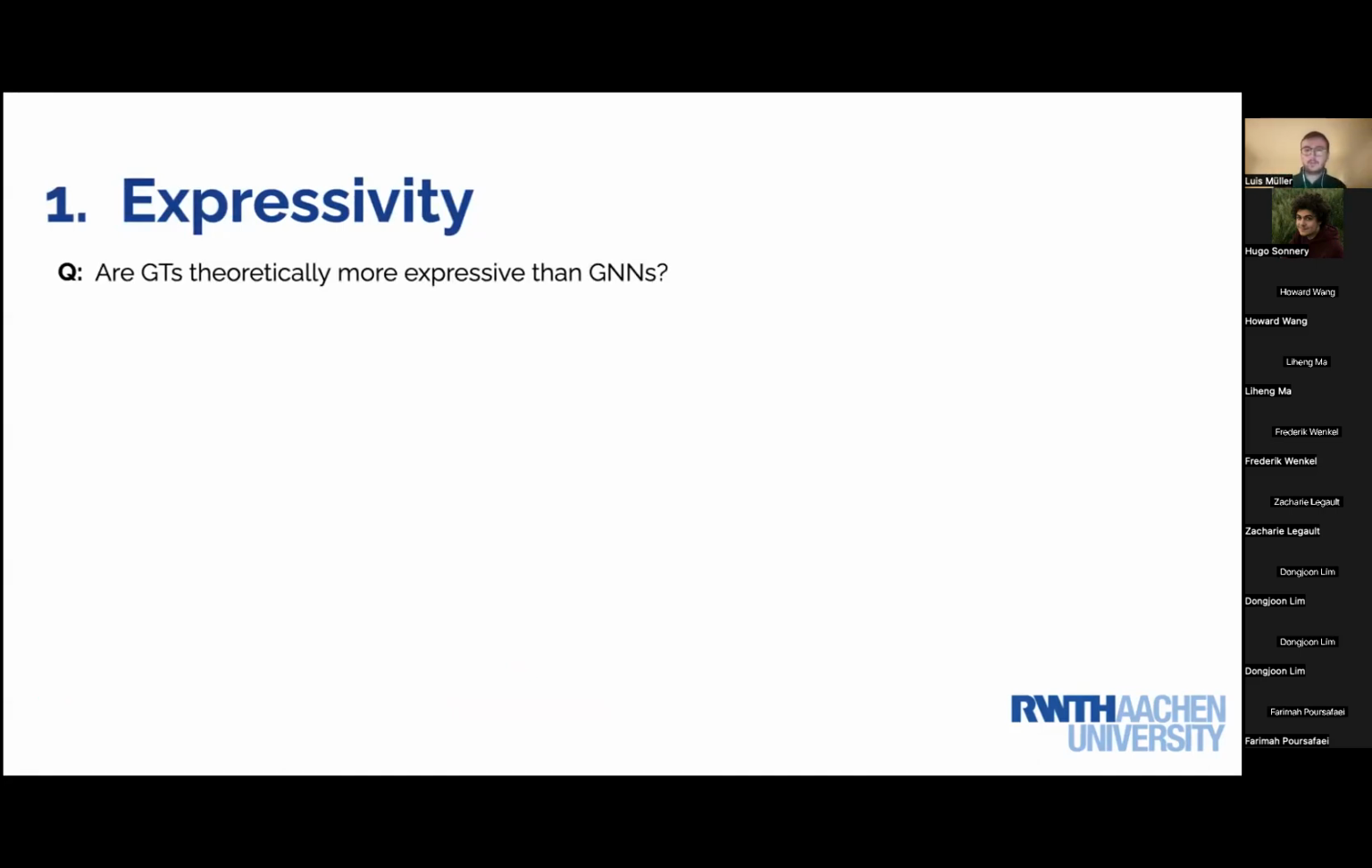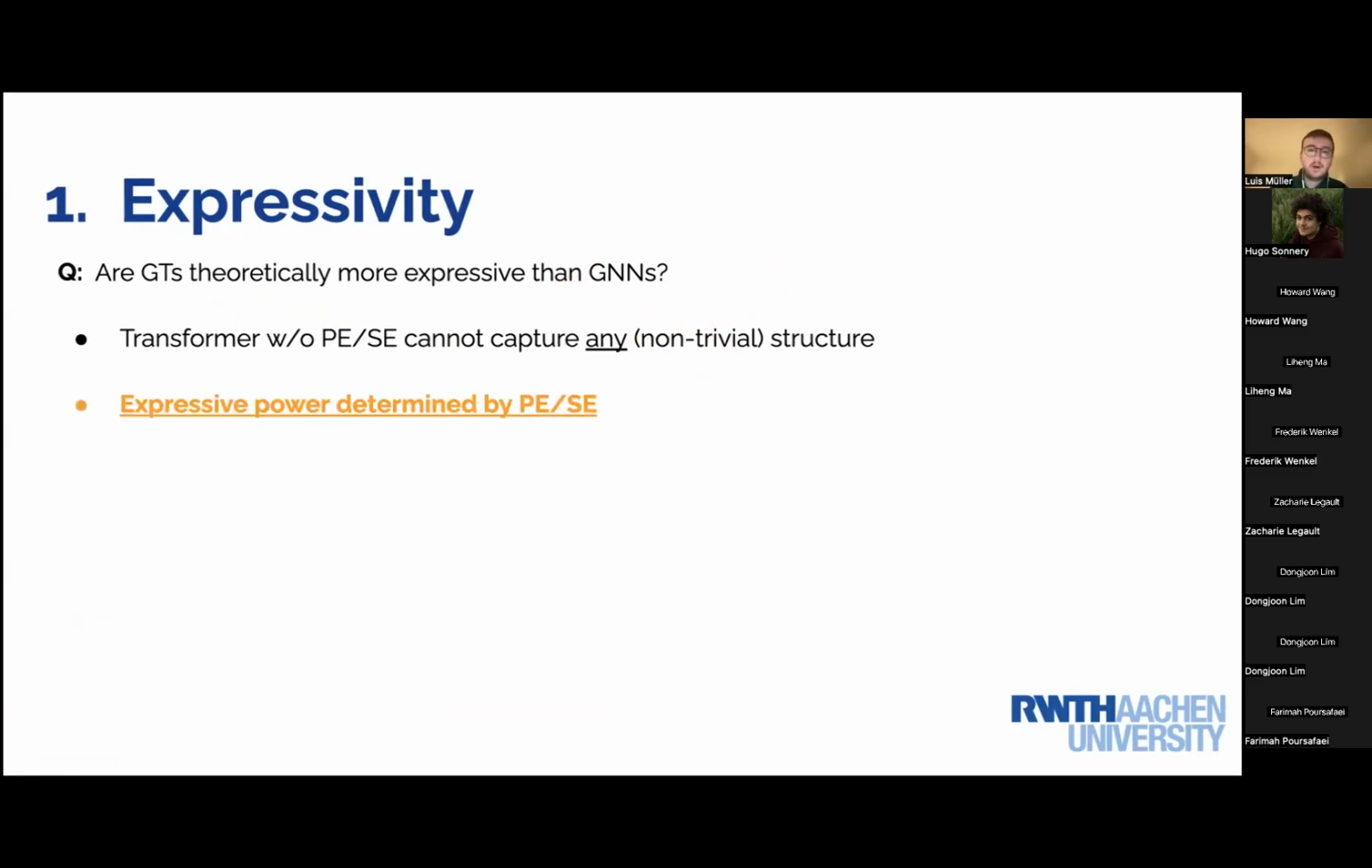That was quickly answered by looking at the existing literature and bringing it together. First of all, a transformer without any structural information, as I said, just acts on sets, so it cannot capture any structure that is not already contained in the node features. That could, of course, happen, but any kind of connectivity structure it cannot recover because it's simply not aware of it. And so it's pretty clear that the expressive power of a graph transformer is determined solely by the positional and structural encodings.